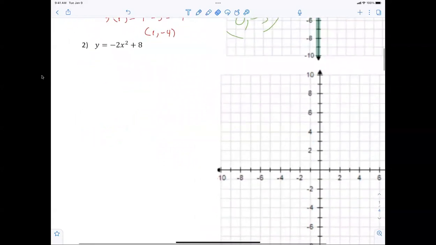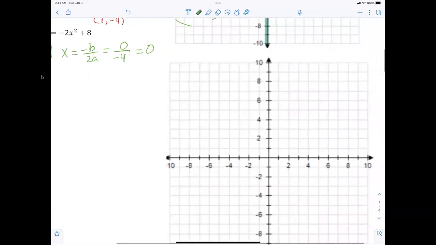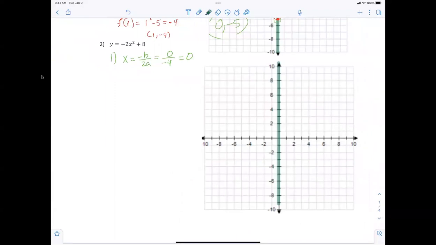So number 2, here we go. Step number 1: write down x equals -b over 2a. In this case, b is still what? 0. So it's 0 over -4, which is still 0. So draw your axis of symmetry again. Your axis of symmetry is still x equals 0. We just draw a line on it.